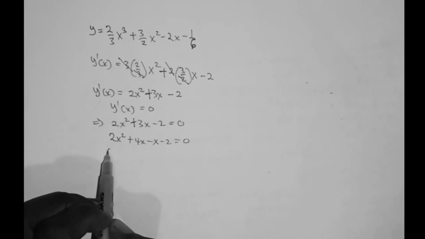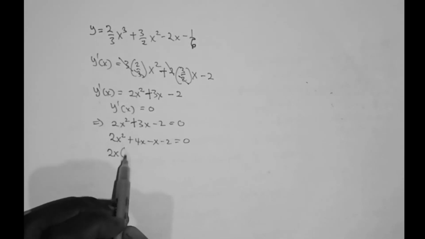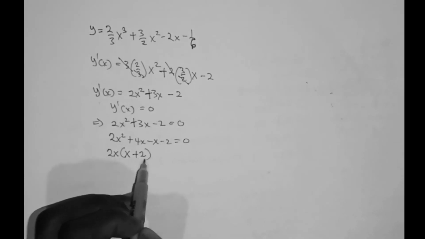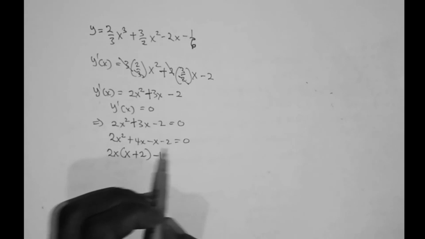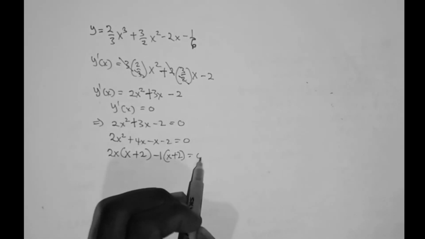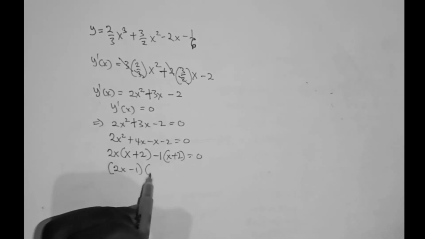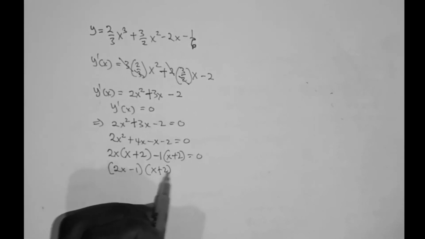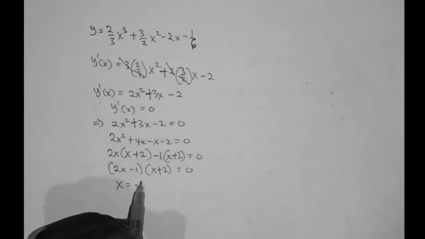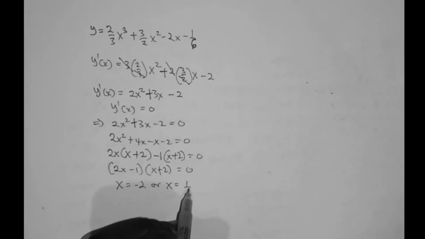So let's factorize 2x from these two. So we are left with x plus 2. And let's factorize minus 1 from this portion. We are left with x plus 2 equals 0. So in one bracket we have 2x minus 1. And in another bracket we have x plus 2 equals 0. So x is equal to minus 2, or x is equal to 1 over 2.